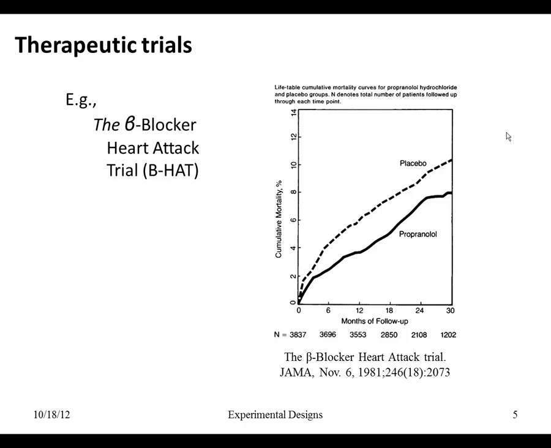You can see in the graph that the drug in the dark line had a lower cumulative mortality than the placebo in the dotted line. And that tends to be what the outcome for an experimental trial looks like.